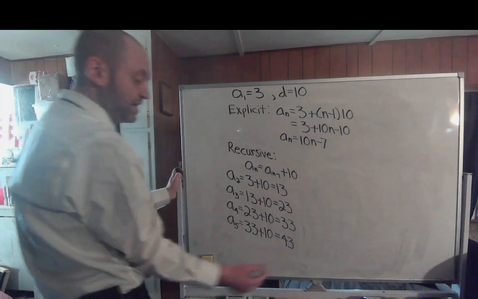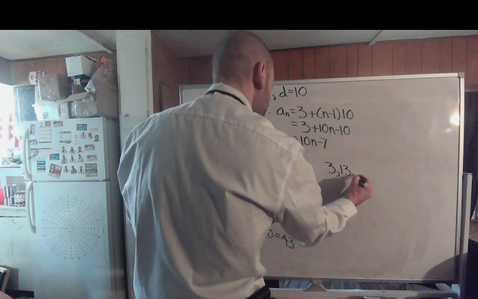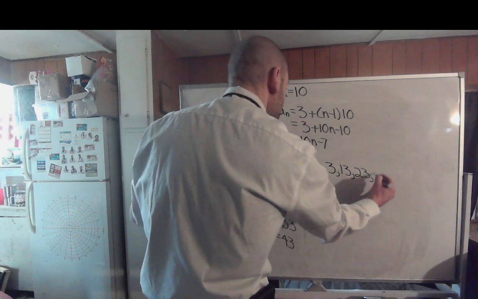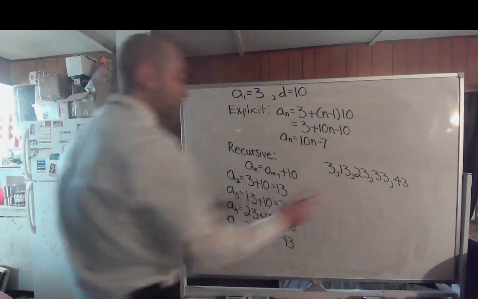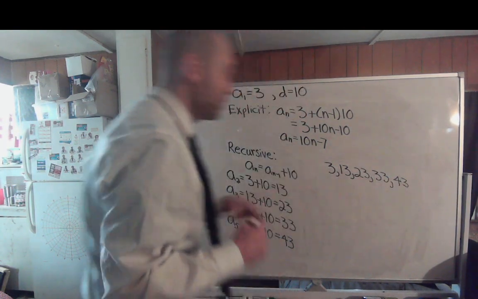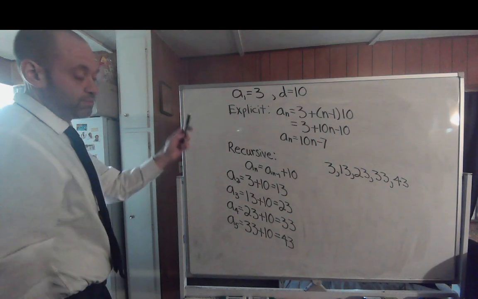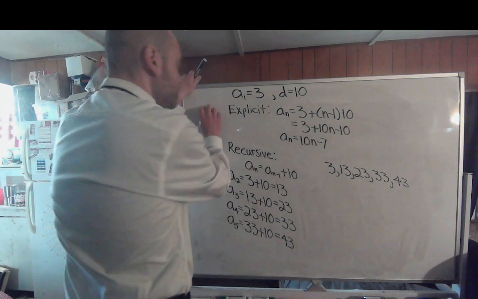So the first 5 terms of the sequence are going to be 3, 13, 23, 33, and 43. So personally, I like using recursive formulas more. It's a lot less strenuous.